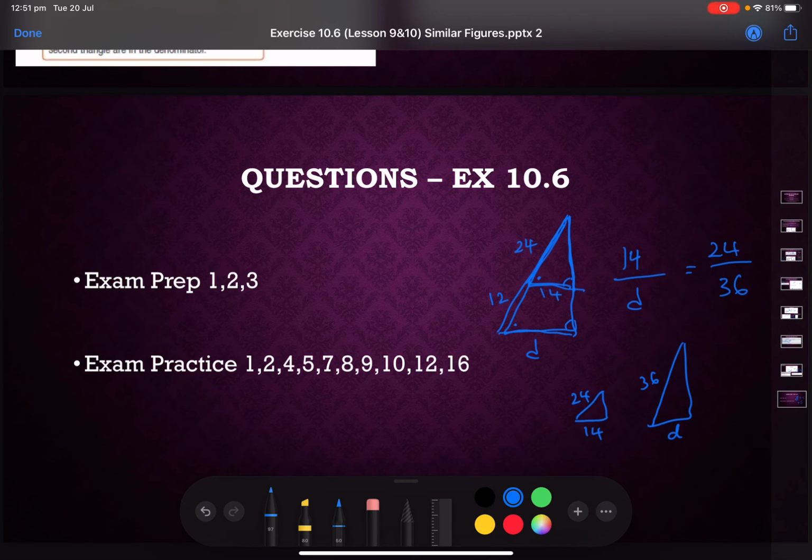Just in your calculator, you do solve 14 divided by D equals 24 divided by 36, comma D, and it would give you your answer, which in this case would be D equals 21. Try it on your calculator, see if it works.